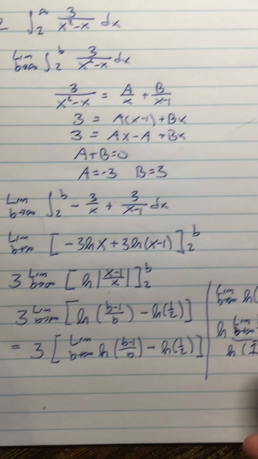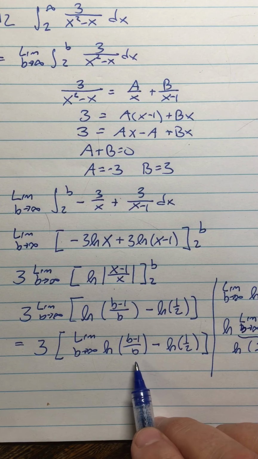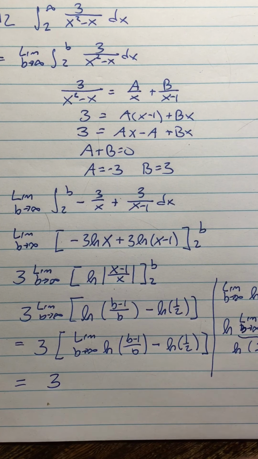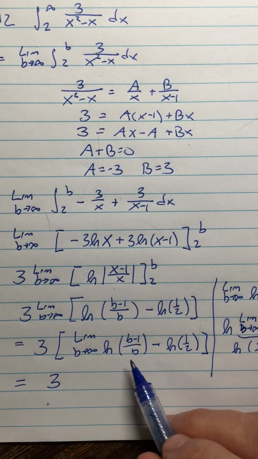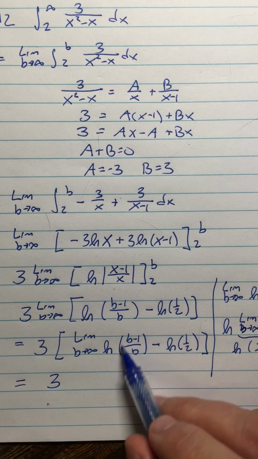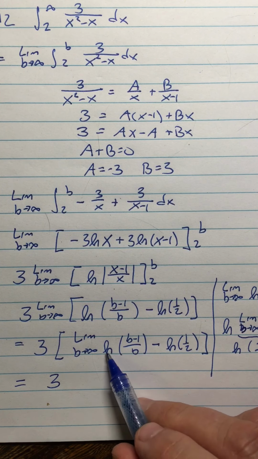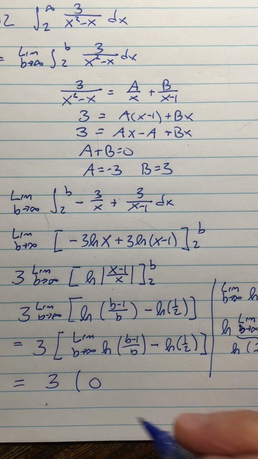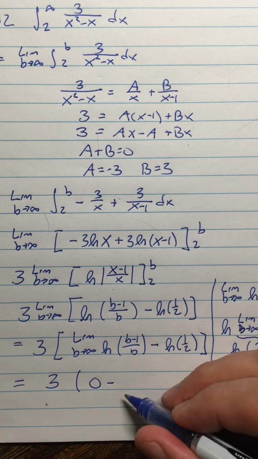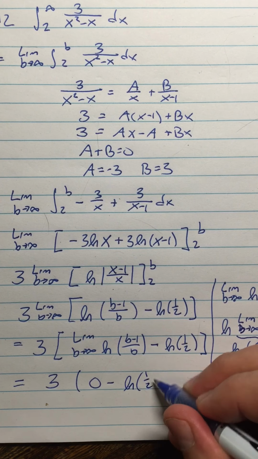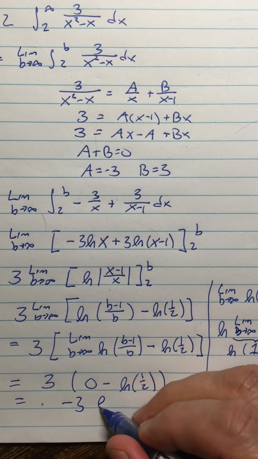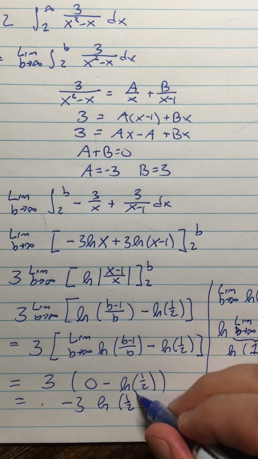So all that work tells me that the limit as b approaches infinity of ln of (b minus 1) over b is 0. A slightly easier way to think that out without writing it out is, as b approaches infinity, this is a rational function going to 1, so ln of 1 is 0, and so that's 0. So you can do that a little easier. Okay, and then I have minus ln of 1/2. And so that equals negative 3 ln of 1/2.